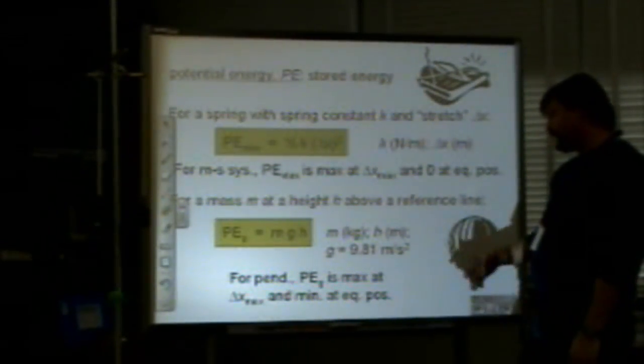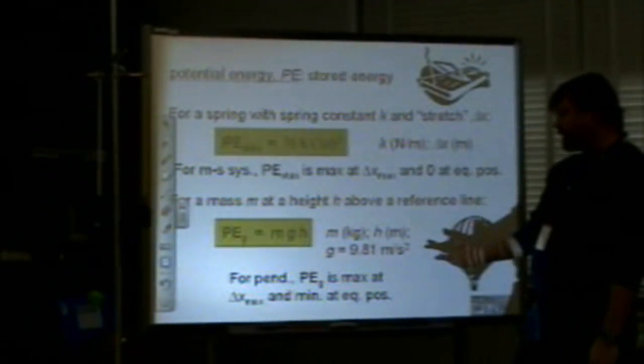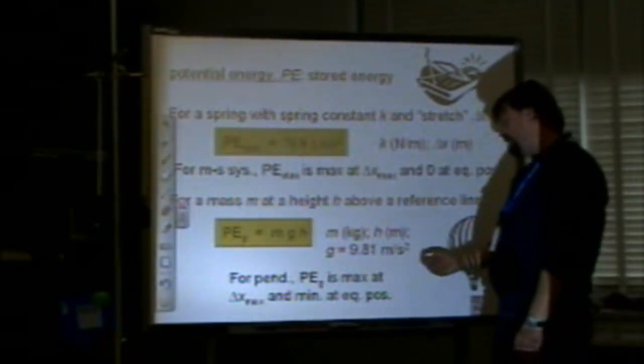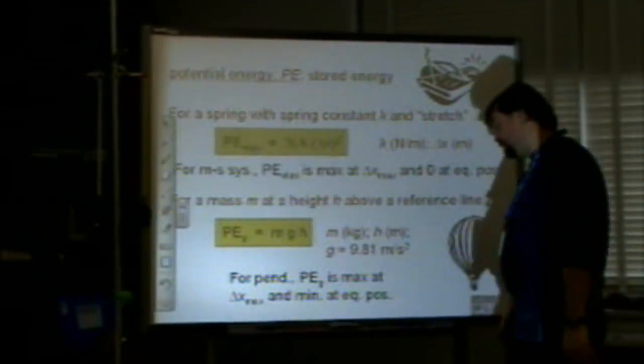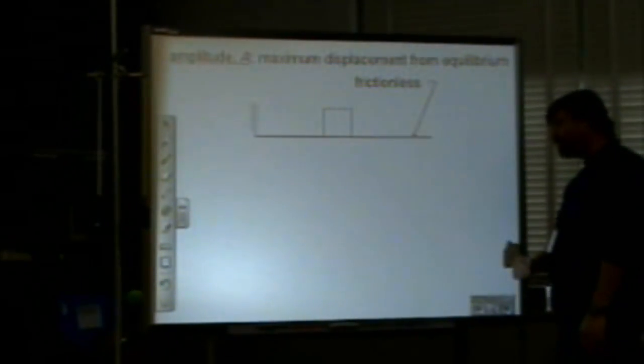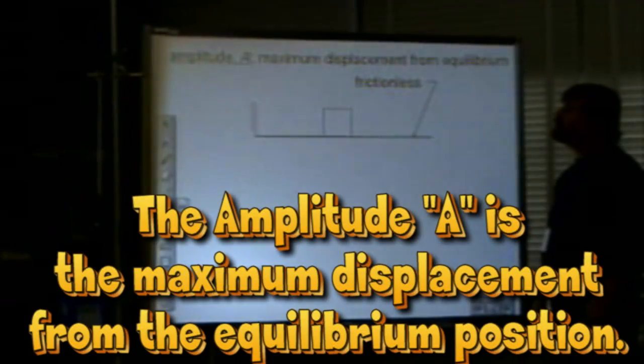All right, so for a pendulum, the potential energy of gravity is maximum at the maximum displacement and minimum at the equilibrium position. All right, amplitude A is the maximum displacement from equilibrium in a frictionless system.